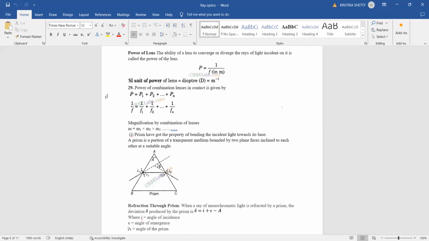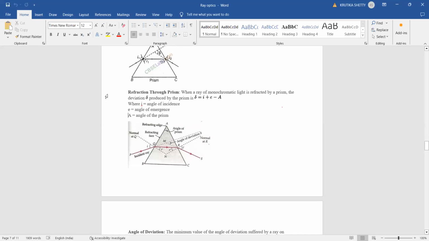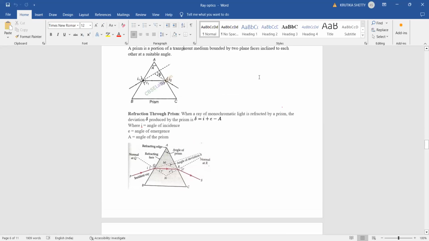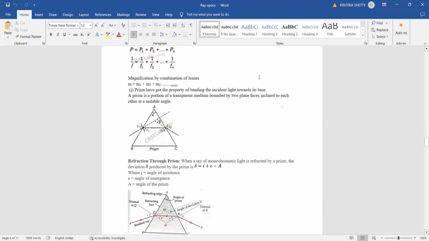Then the prism formula is there. So what is the prism formula? See, a prism is nothing but a bounded surface. In the case of a prism, we have two triangular faces and three rectangular faces combined. That is called a prism. Here we are defining one more definition, the angle of deviation. So what is the angle of deviation?